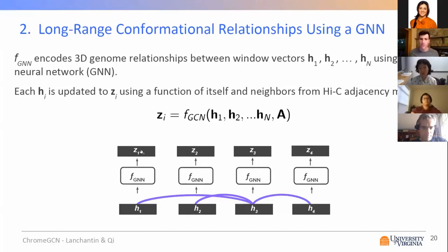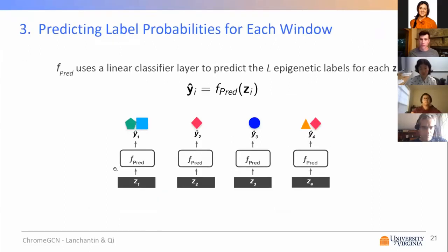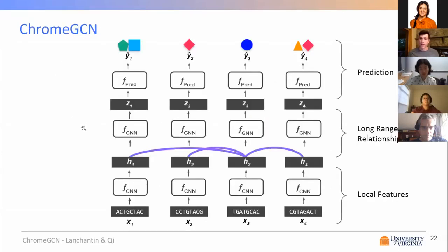So once we have these Z vectors for each window, the final module is simply a linear classifier to predict the L epigenetic labels for each of those windows. So putting all this together, our model looks like this, where the first step is extracting local features from the sequence using a convolutional network. The second step is extracting long-range 3D interactions using graph neural networks. And finally, the prediction module to predict the epigenetic labels for each window.